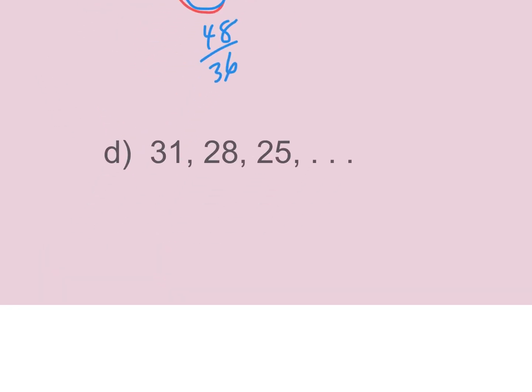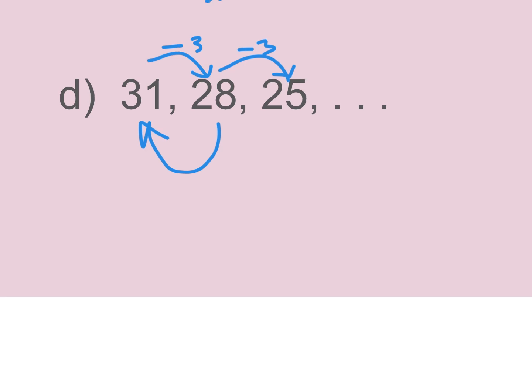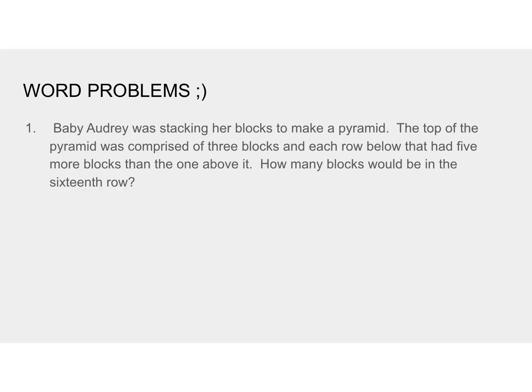Okay. Last one. Seems like it subtracts something. So I'm going to do 28 minus 31. Yeah, it's subtract 3. I just didn't see it right away. Is that a common ratio or a common difference then? Common difference. Cool.